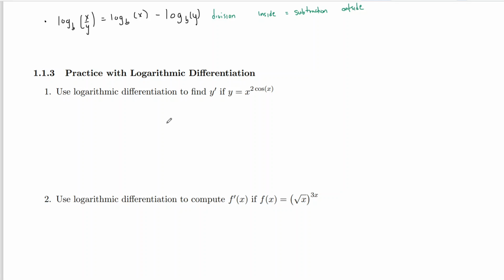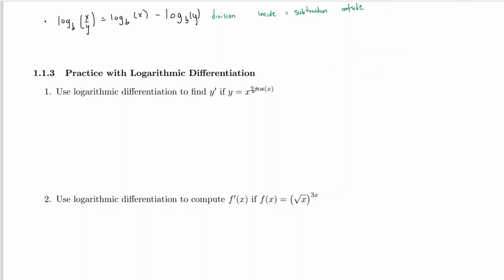All right, so the first one you have here is we want to use logarithmic differentiation to find y prime if y equals x to the 2 cosine of x power. Now the reason why for this one we absolutely need logarithmic differentiation is we have x in the power and in the base. If you have both, then you have to use logarithmic differentiation. There is not another way we know how to do it.